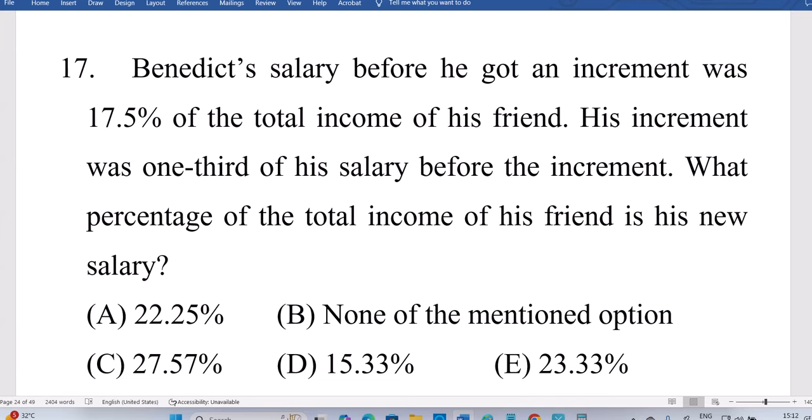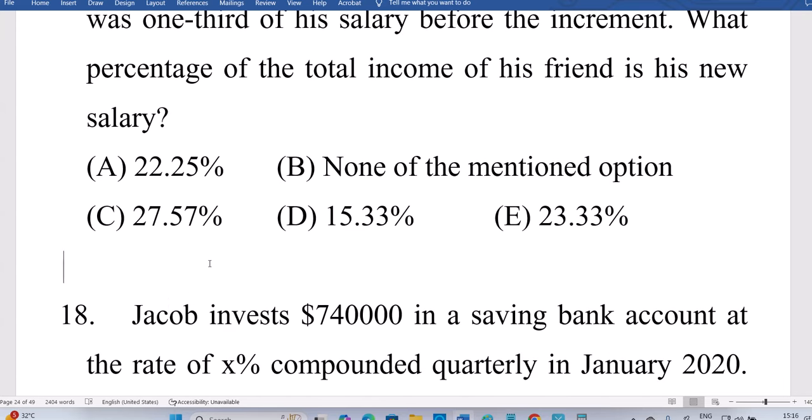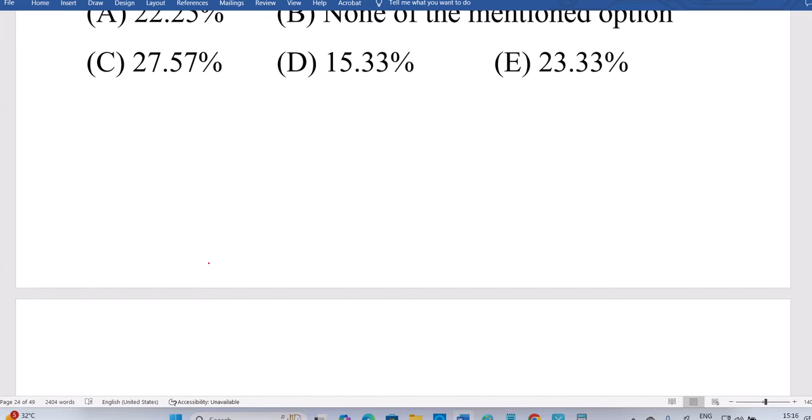Read the question and solve. Fine, let's see this question. Consider the front salary. You can do it directly, or else we can assume the front salary is some value. Then we can proceed. Consider the front salary to be equal to 1000. Then this candidate, Bendix.